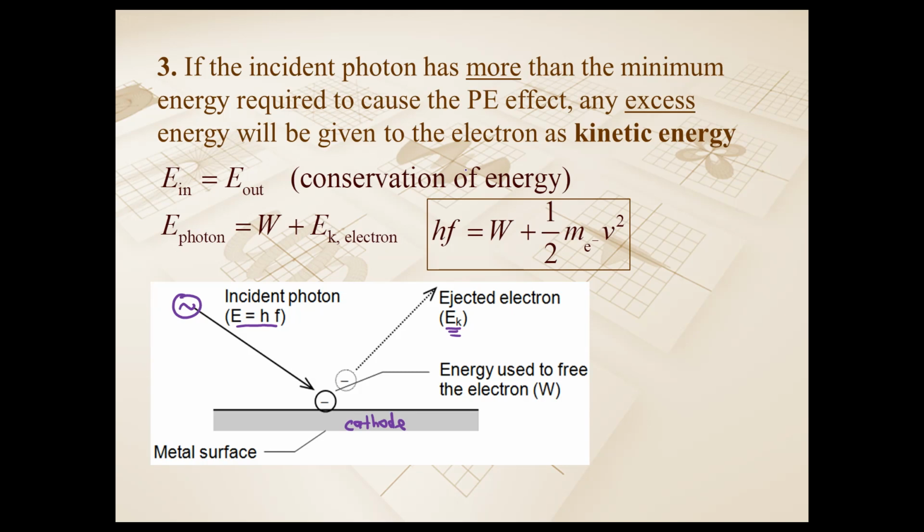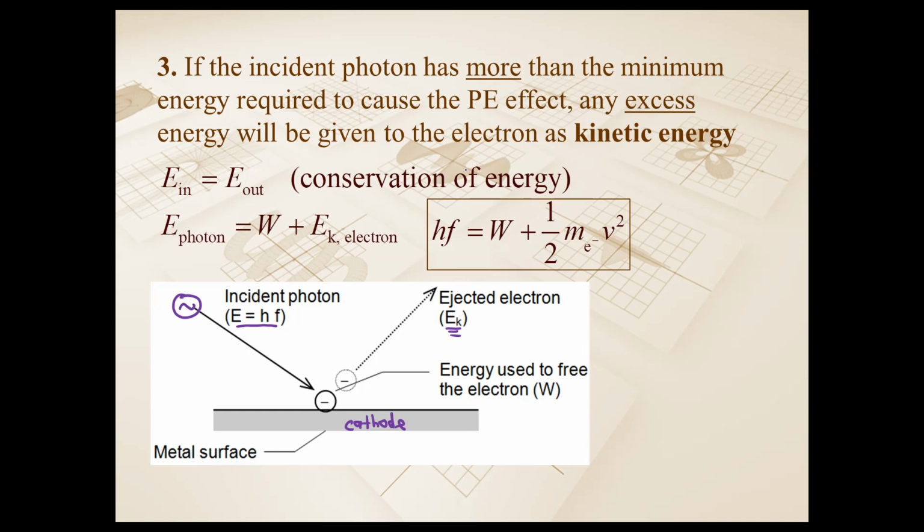We could expand this one step further. The energy of a photon is h times the frequency, and that would be equal to the work function W plus 1/2 mv squared. So the 1/2 mv squared term is everything related to the electron that's being ejected. So that'd be the mass of an electron in that equation.